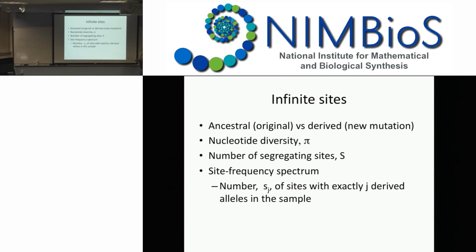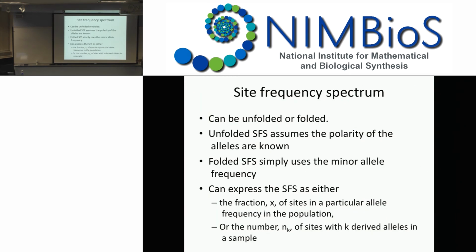And that site frequency spectrum can be folded or unfolded. Let's go unfolded first. Unfolded, if my sample size is, let's say, 100, then it ranges from 0 to 100. And it says, at a site, how many copies do I have of the derived allele? That is the allele that is mutated. How do I know it's the derived allele? I need an outgroup. Not a big deal now, but it was a big deal in the early days. That's the unfolded frequency spectrum.